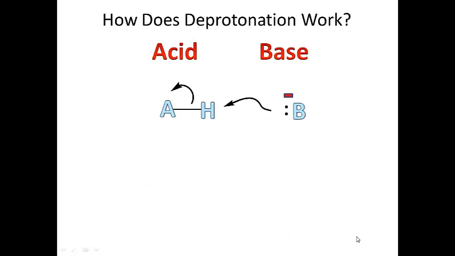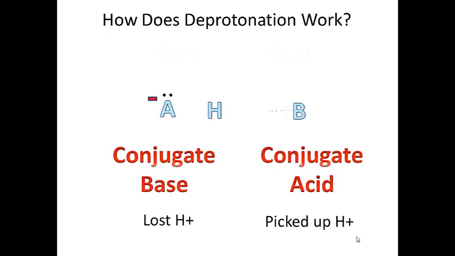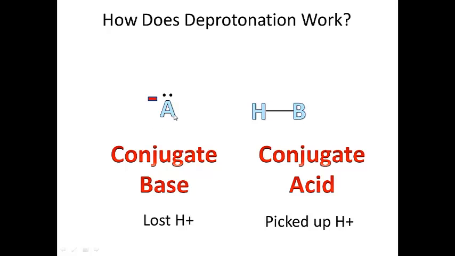Let's look at it again. Here's my acid, here's my base. The base takes hydrogen, and now I have a bond between B and H. The bond between H and A is now broken, and those electrons are now on A as a lone pair. Notice A also picks up a charge.